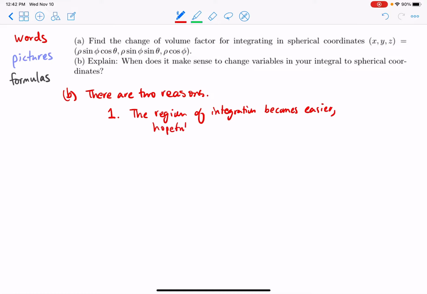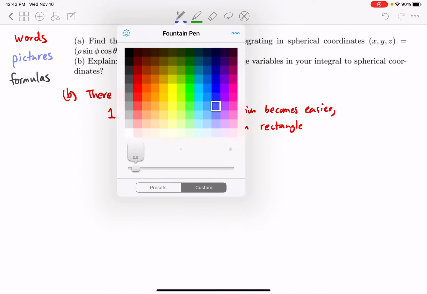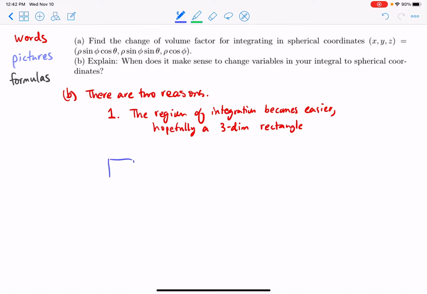Hopefully, when in spherical coordinates, we're having three-dimensional integrals, so a three-dimensional rectangle. You could call this a rectangular prism or something. And let's just draw a picture of this. So something like this would be great to integrate over, if this is like A. And this is maybe the r theta phi space or something.